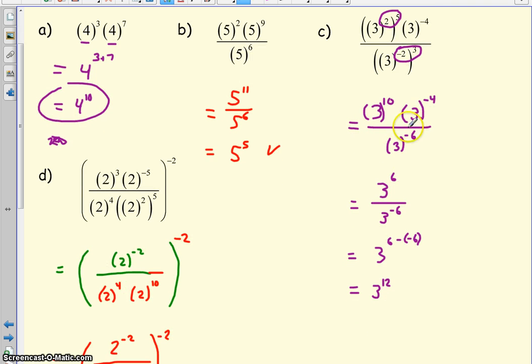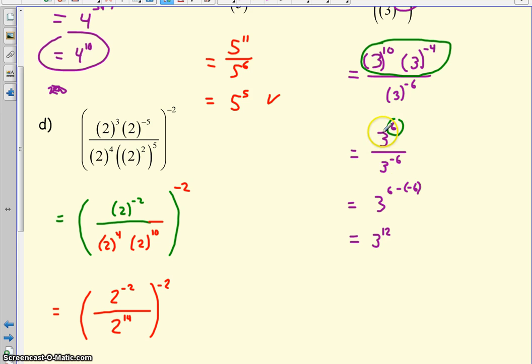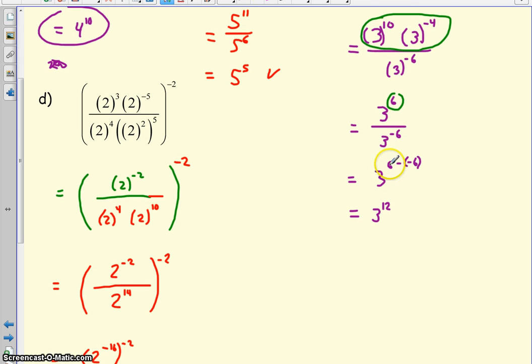Okay, so now from there, in my numerator, I have two powers with the same base being multiplied. I add the exponents. 10 plus negative 4 is positive 6. Okay, I kept my denominator the same. And now I'm dividing two powers with the same base, so I have 3 to the exponent 6 divided by 3 to the exponent negative 6, which is 3 to the exponent of 6 minus negative 6, which is 12. So overall, this is 3 to the exponent 12.